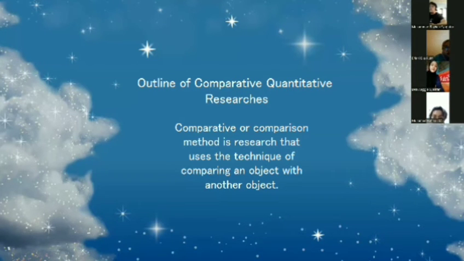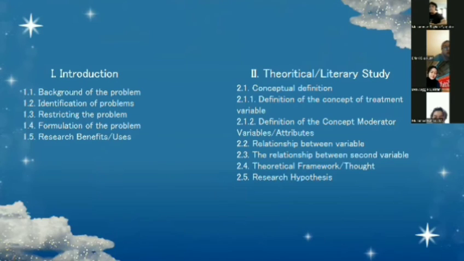Thanks, Rehan. Okay, I will explain about outline of comparative quantitative researches. Comparative or comparison method is research that uses the technique of comparing an object with another object. Next. This is the outline of comparative method.